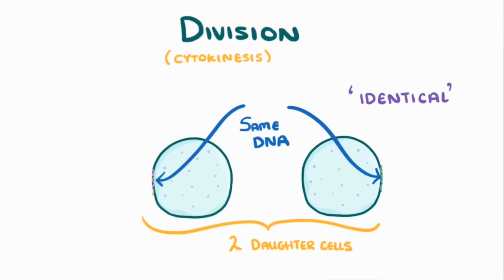These resulting daughter cells can then contribute to growth, development, or repair, and undergo the cell cycle all over again.